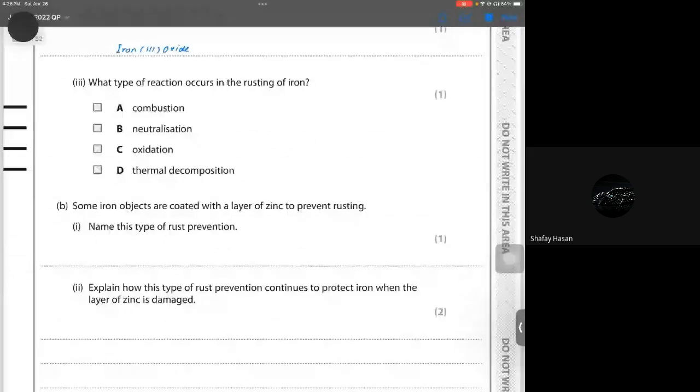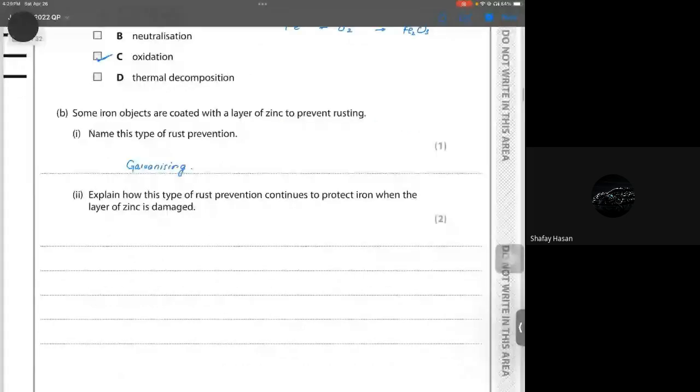What type of reaction occurs in the rusting of iron? In rusting of iron, this is going to be oxidation. How? Because iron, Fe, is going to react with oxygen and form Fe2O3, since this is an addition of oxygen. So that's why I'm saying this is oxidation.